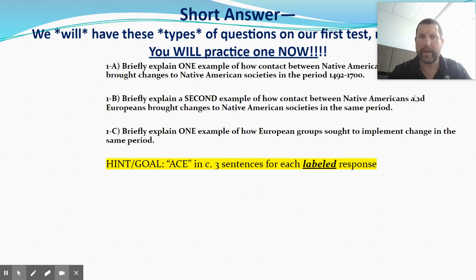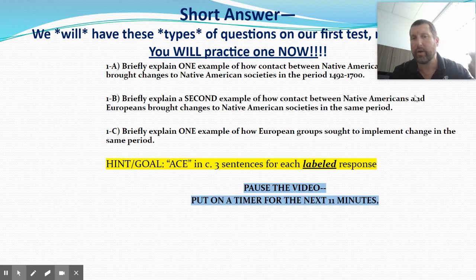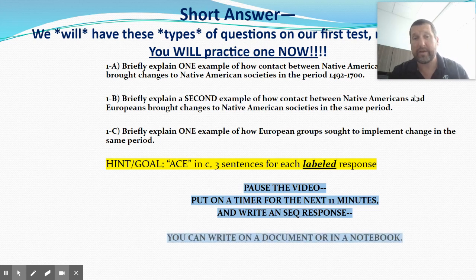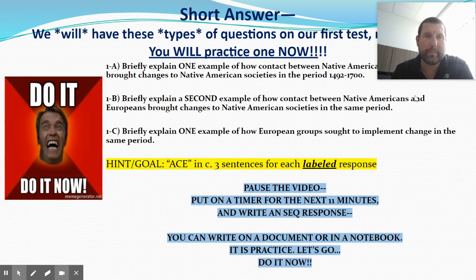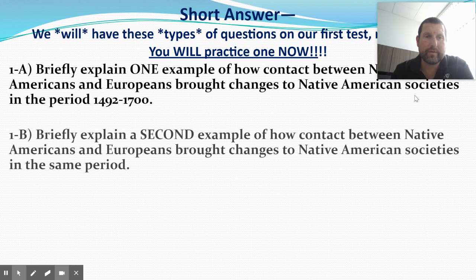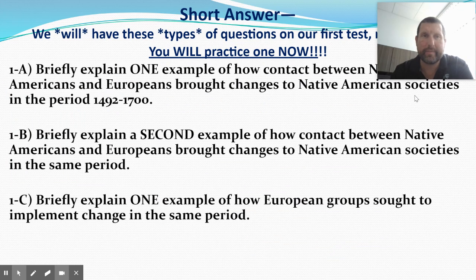3 succinct answers here. To get us used to timing for this, I'm going to ask you in a second to pause the video, put on a timer for 11 minutes max, in class, at home, wherever you are. Take 11 minutes and write this SAQ. Write it again in a document or on a notebook, wherever you're normally going to keep your notes. Okay. So that is what you are doing. It's practice. Let's go do it now. And I'll leave a screen up here with some larger print for you. 11 minutes, go.